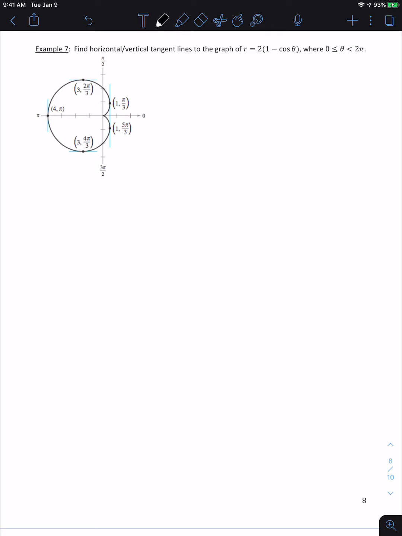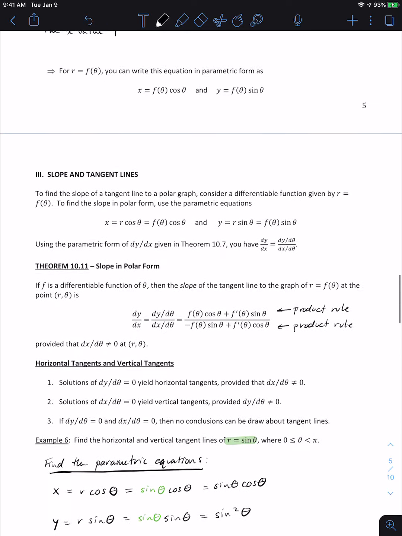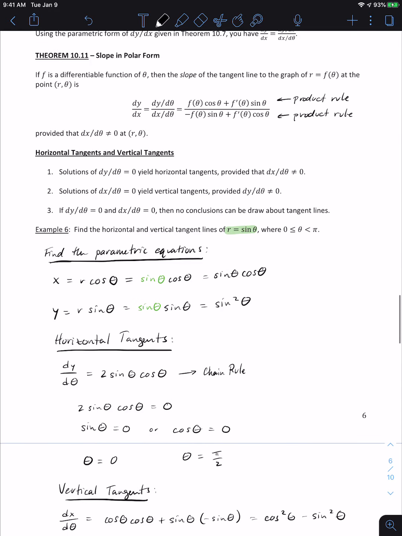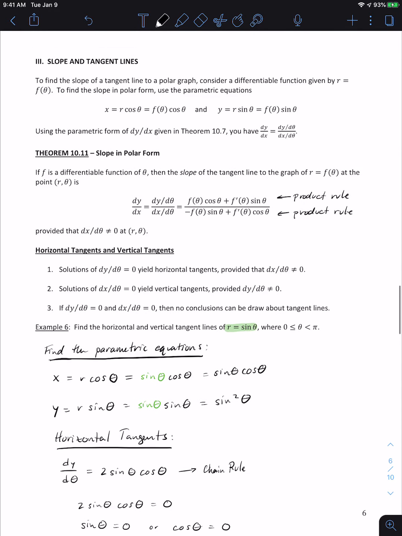Hello everyone, in this video we're going to pick up where we left off in section 10.4 with example 7 here. So we want to find the horizontal and vertical tangent lines to the graph of r equals 2 times the quantity 1 minus cosine theta, where 0 is less than or equal to theta is less than 2 pi. So in order to find vertical and horizontal tangents, we need to find when the derivative of x and y is equal to 0, right? That was what theorem 10.11 told us, or even just this discussion right up here.